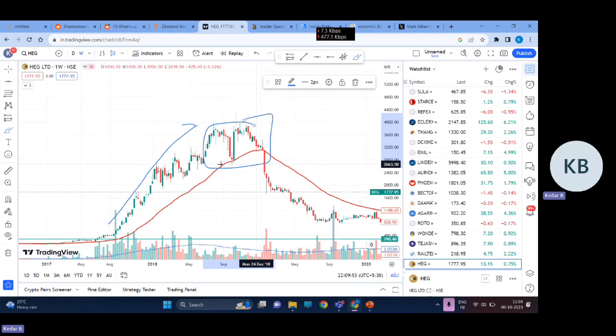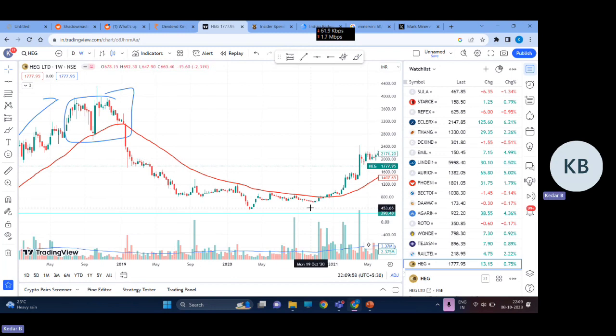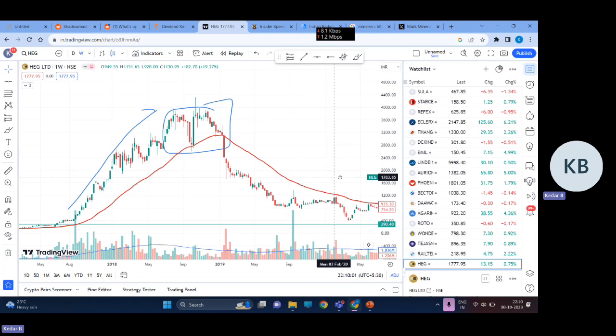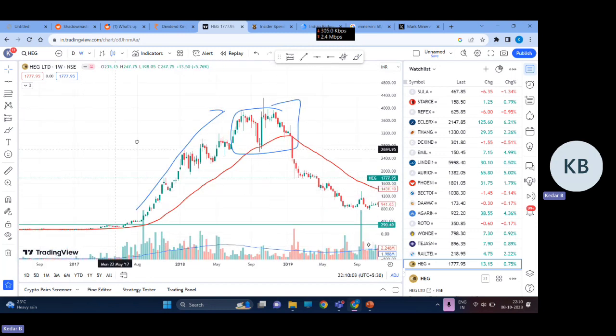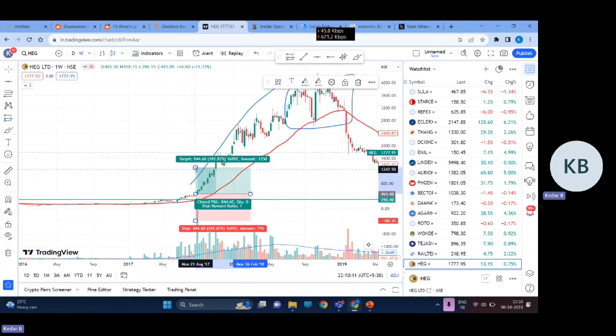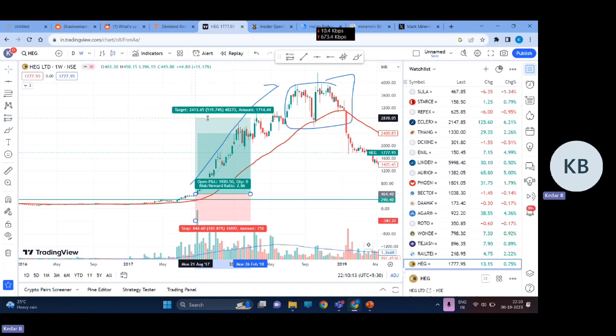You sell it around here, okay, and look what happened after that. It's down to the same point which you had bought it, which is why I don't advocate buy and hold. I always buy, follow the trend, capture the major chunk, and I exit once it gives me an exit signal.